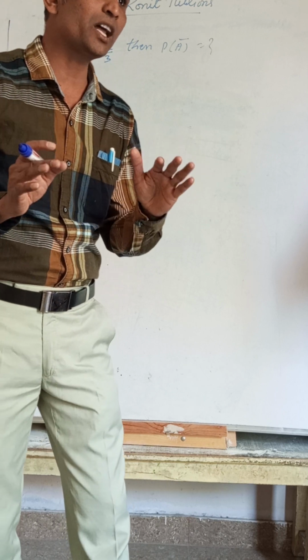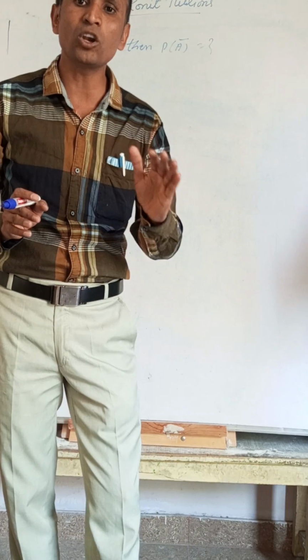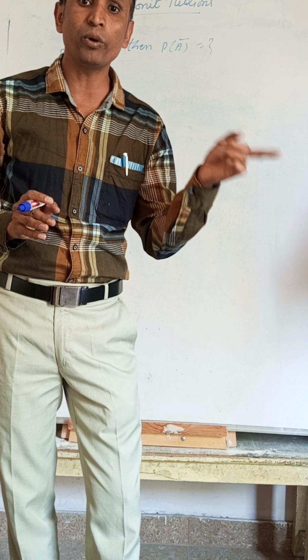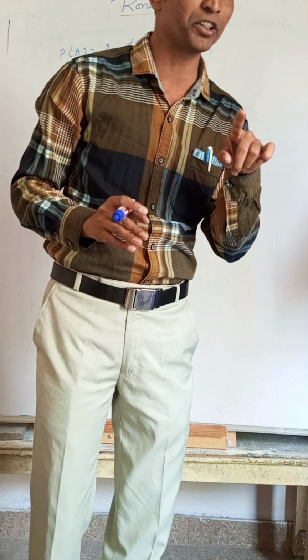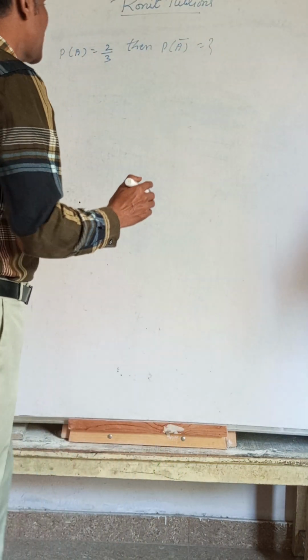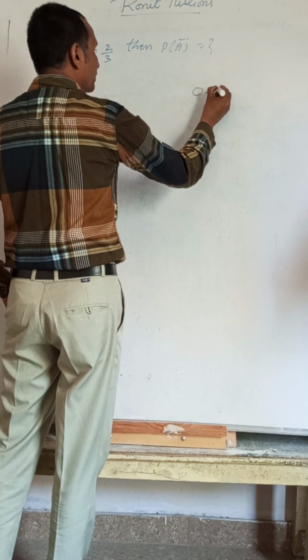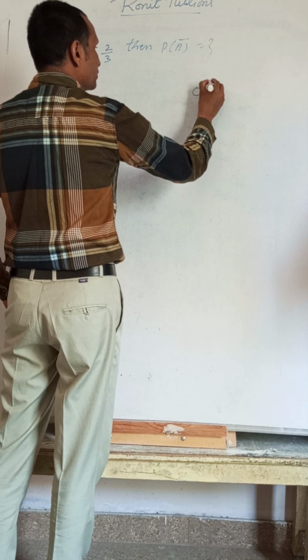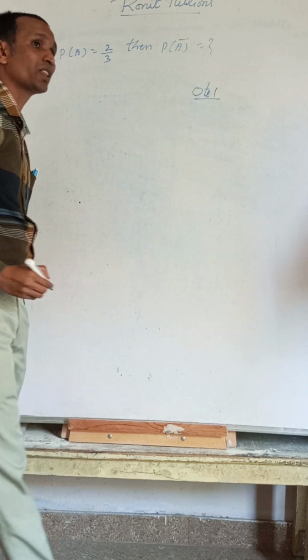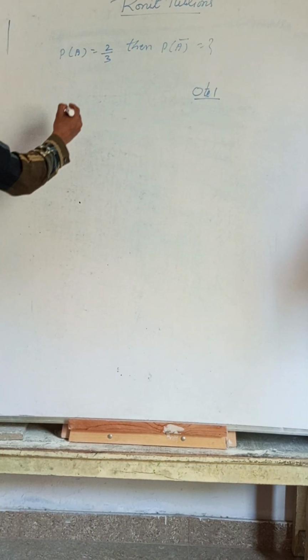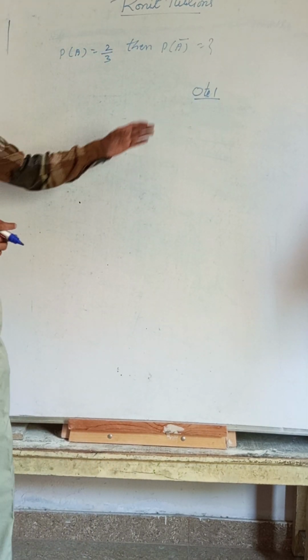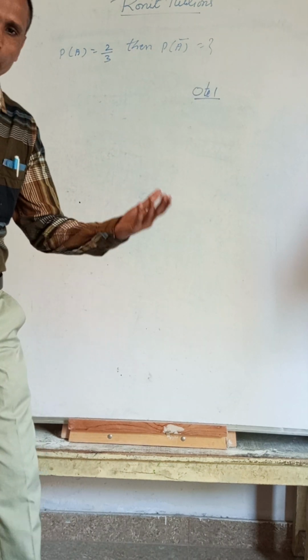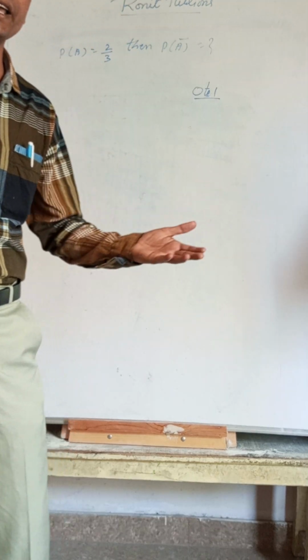Probability cannot be negative. Probability cannot be less than 0, and it cannot be more than 1. It always lies from 0 to 1, and it can be written like that. So here the probability is given as 2 by 3. So what is not? Because it is a possible event and a not-possible event, both adding together will come to 1.